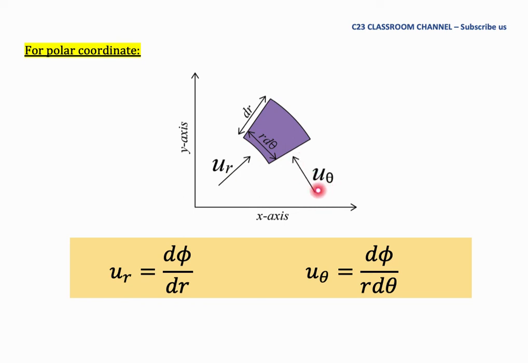Then we have the relationship ur equals d phi over dr, because dr is the distance traveled by this element, and u theta is equal to d phi over r d theta, because r d theta is the distance traveled by this fluid element. Again, because the potential is a scalar, it doesn't have any negative or positive, so both terms here are in positive terms.